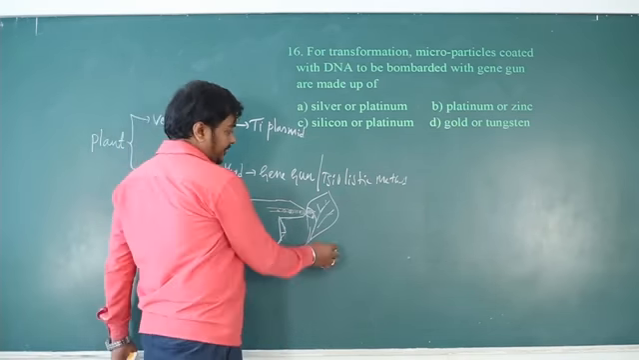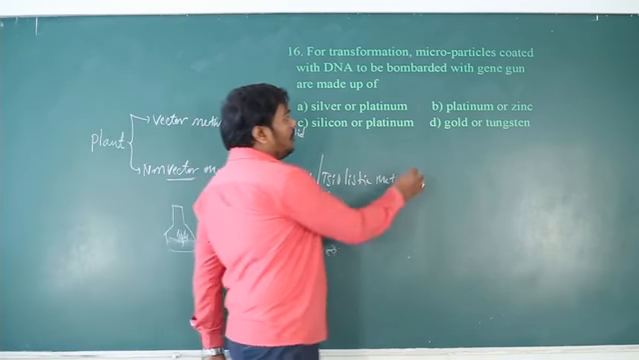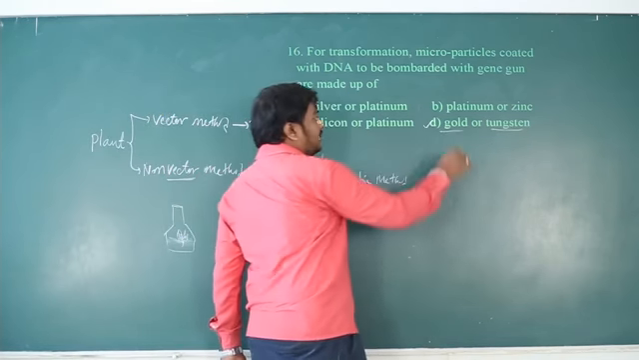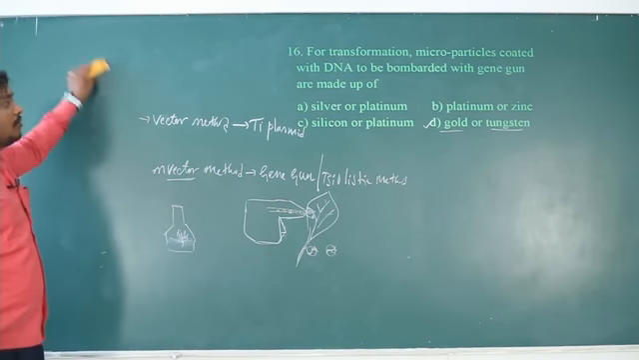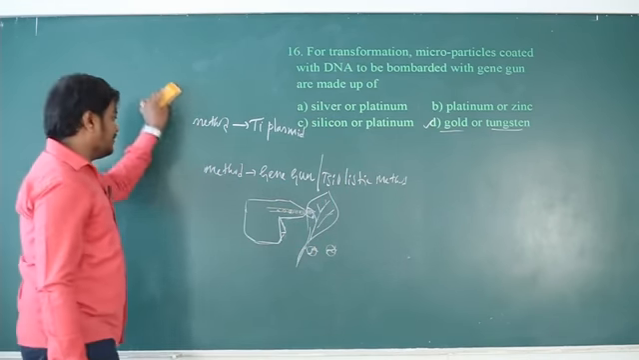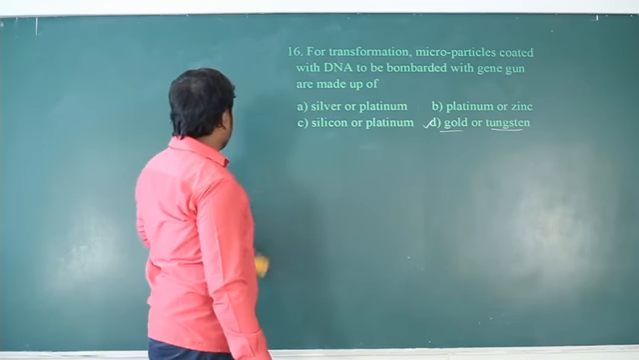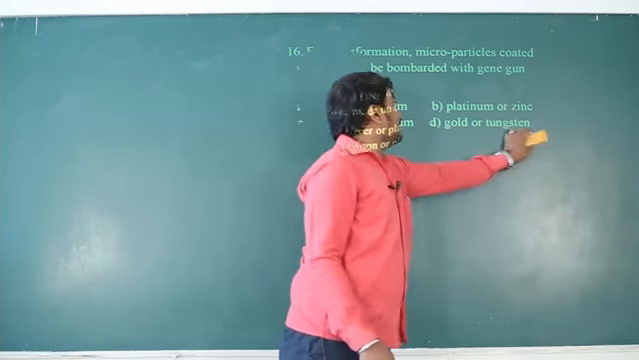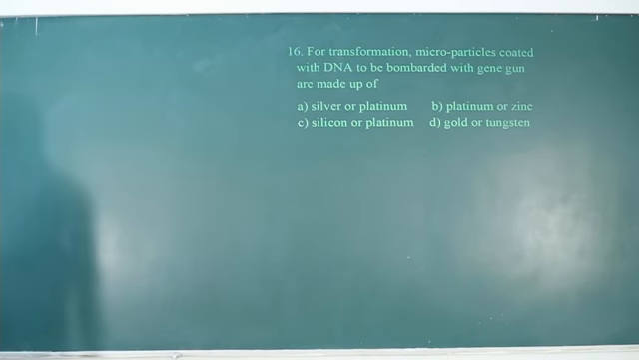Here these particles which are coated with the DNA are made up of either gold or tungsten. They are made of the two. Okay, not silver or platinum, none of those, they are made of gold and tungsten particles. So this is about the vectorless method to transfer the desired DNA. Okay, so next question.